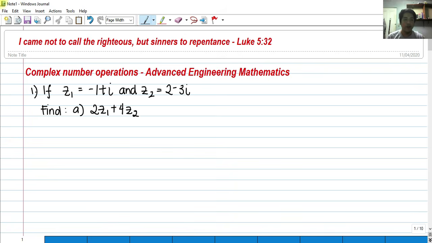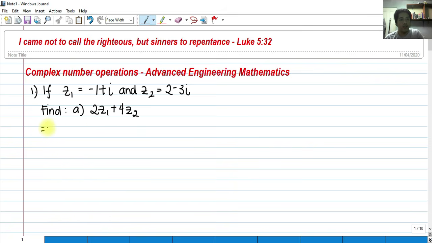So for number one, if z sub 1, that means we have a complex number, because a complex number is usually represented by z. So we have z sub 1 equals -1 plus I. Now this is the real part and we have the imaginary part. And z sub 2 is equal to 2 minus 3I. Then we are going to find 2 z sub 1 plus 4 z sub 2. So what are we going to do here for our solution?